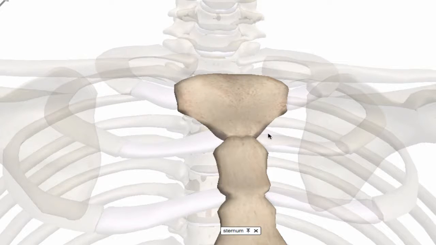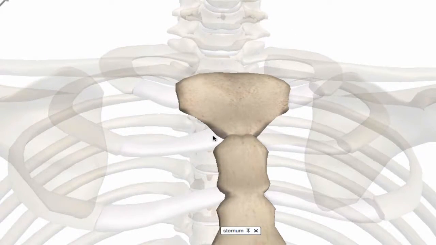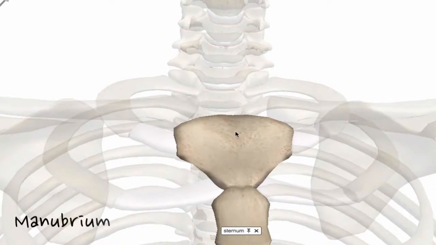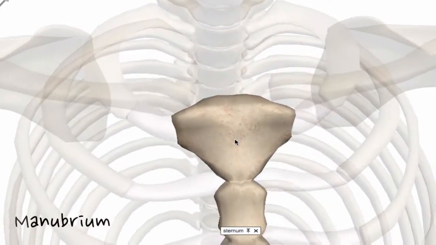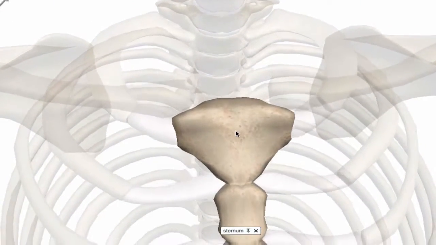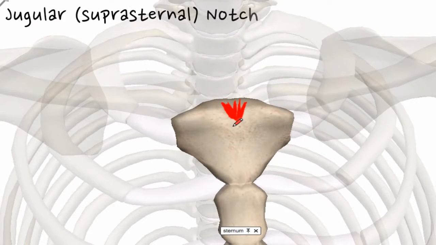So the first structure that I would like to discuss on the sternum is this superior part here. This is the manubrium. And the first thing that I would like to show you, if I move like this, you can see that there is a notch happening here. Let me clear this out. There is a notch here, and this is the jugular notch.